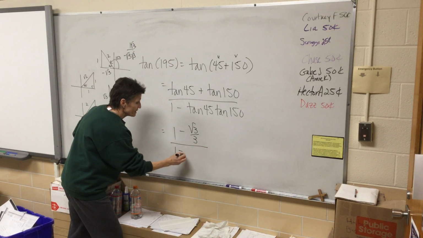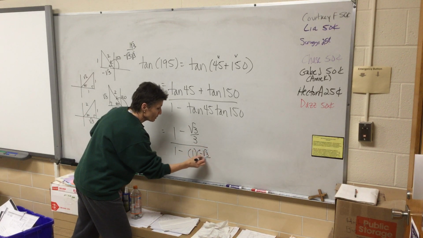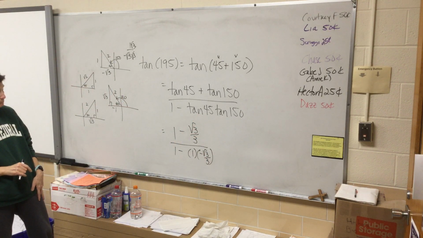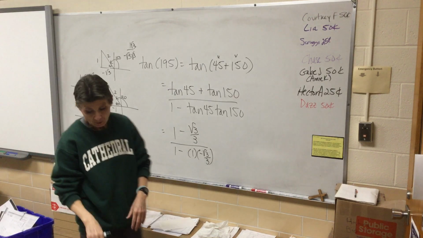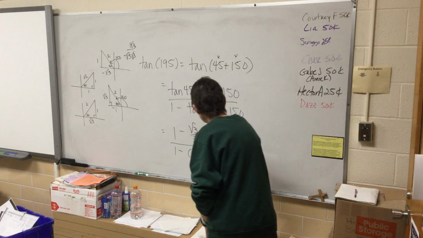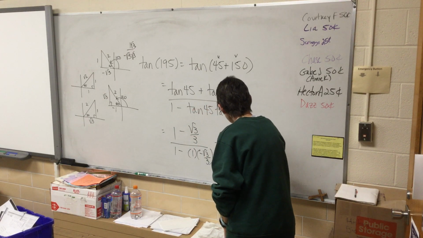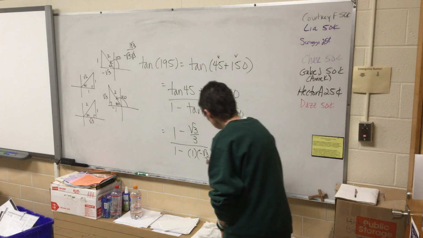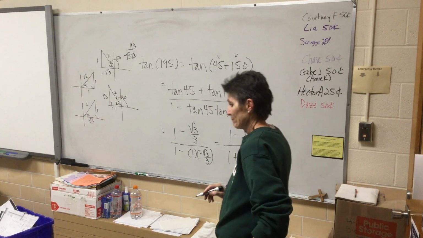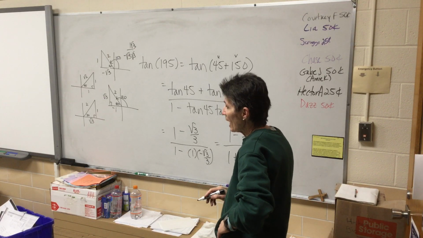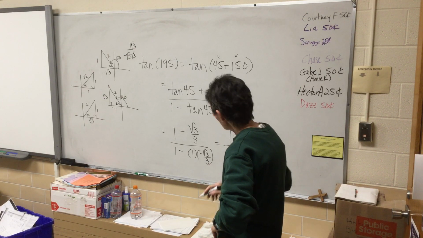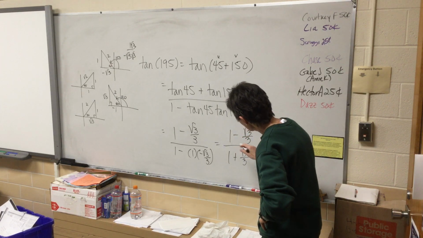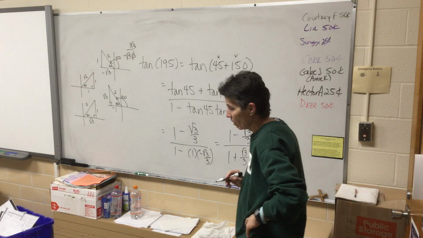Over 1 minus 1 times negative root 3 over 3. The same two numbers are in the denominator, they're just being multiplied. These are a little bit more difficult to mess with. So we got 1 minus root 3 over 3 over 1 plus root 3 over 3. Is that right? Do not cancel. This prevents you from canceling. You can't just take out a piece. You have to take the whole thing or nothing at all.